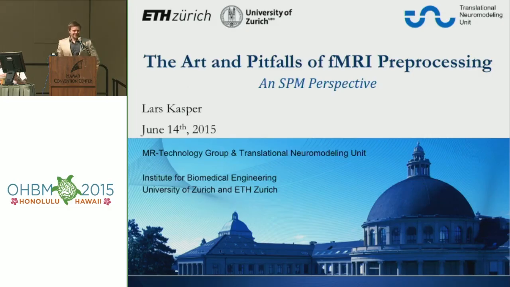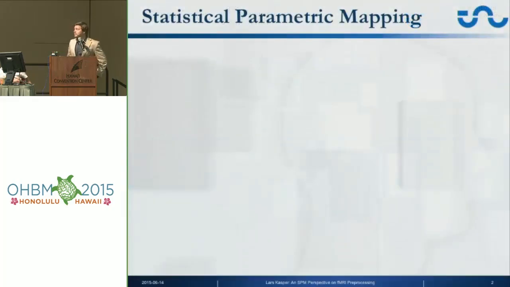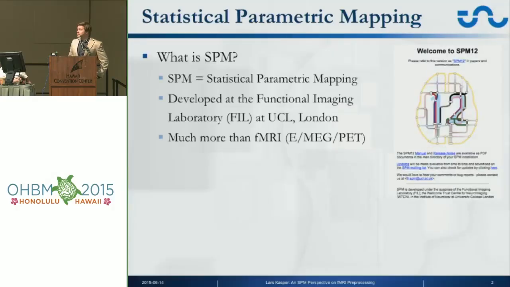Thank you, Chris. I realize I'm the only one standing between you and lunch, so I'm trying to make this really practical. And I will give you the SPM perspective on fMRI preprocessing. SPM, as a lot of you know, is an abbreviation for statistical parametric mapping, and it's software developed in London for a quarter of a century now, which deals with functional imaging analysis in many more cases than just fMRI. You can analyze MEG, EEG, PET data with it.